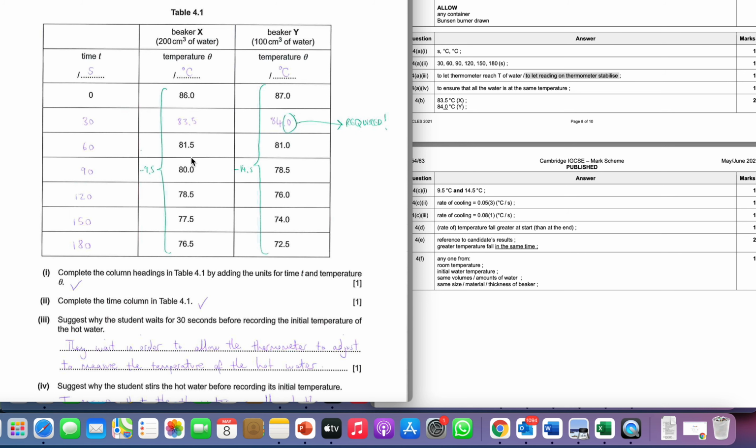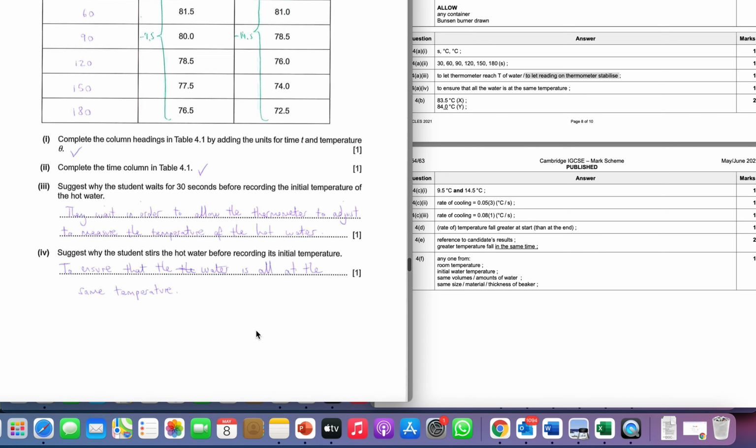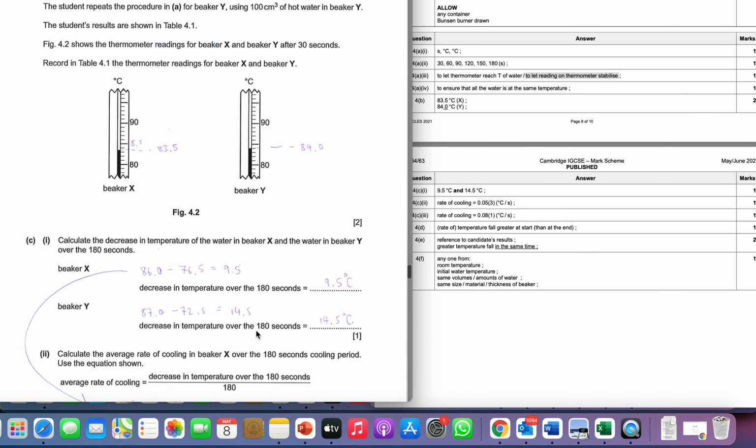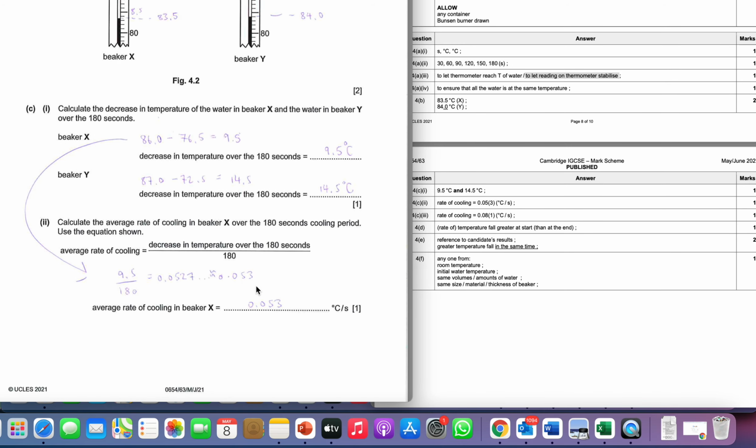If you want to know whether you're allowed to do that half division reading, look at the other data points. You'll notice there are some halves in both columns, and that's consistent with what CIE is allowing you to do. We're asked to calculate the decrease in the temperature, so I've just taken those values from the beginning to the end over the 180 seconds, and done that for both our beakers X and Y.